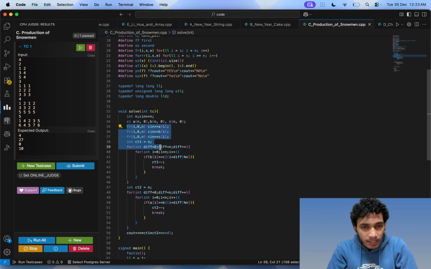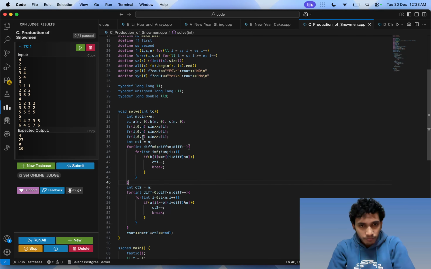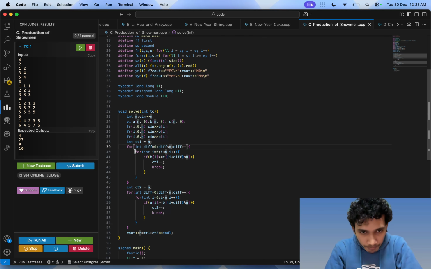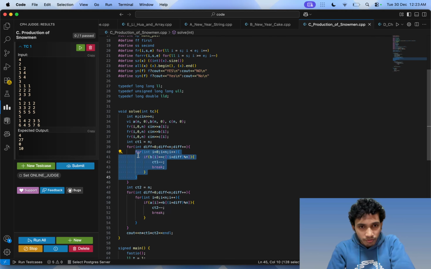Take input of A, B, and C. Then what did we discuss? We discussed that we will iterate over the differences, starting from difference 0 up till difference n minus 1. These are all the possible scenarios, because minimum index is 0 and maximum index is n minus 1, so the difference is n minus 1 overall. Now iterate over all the possible starting positions.